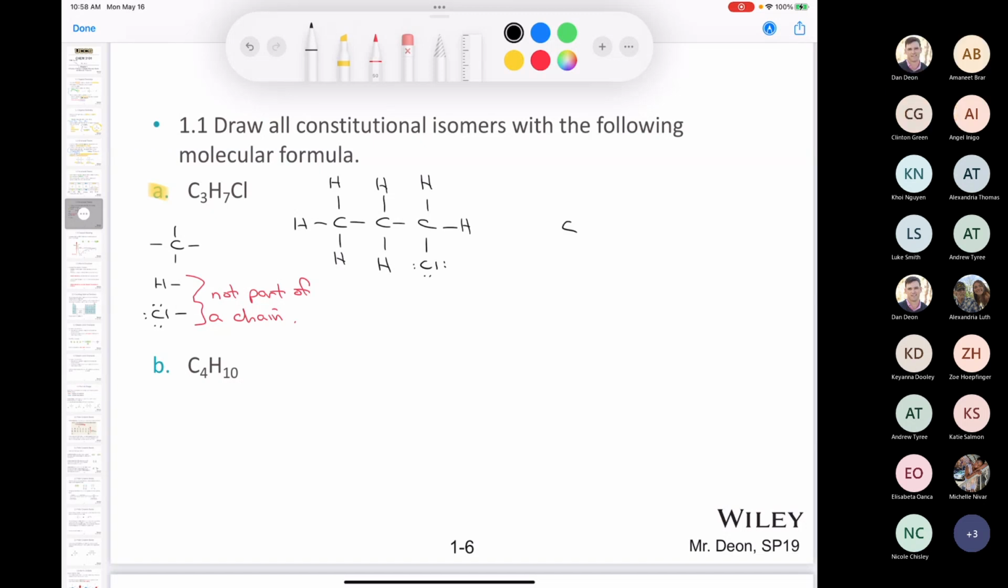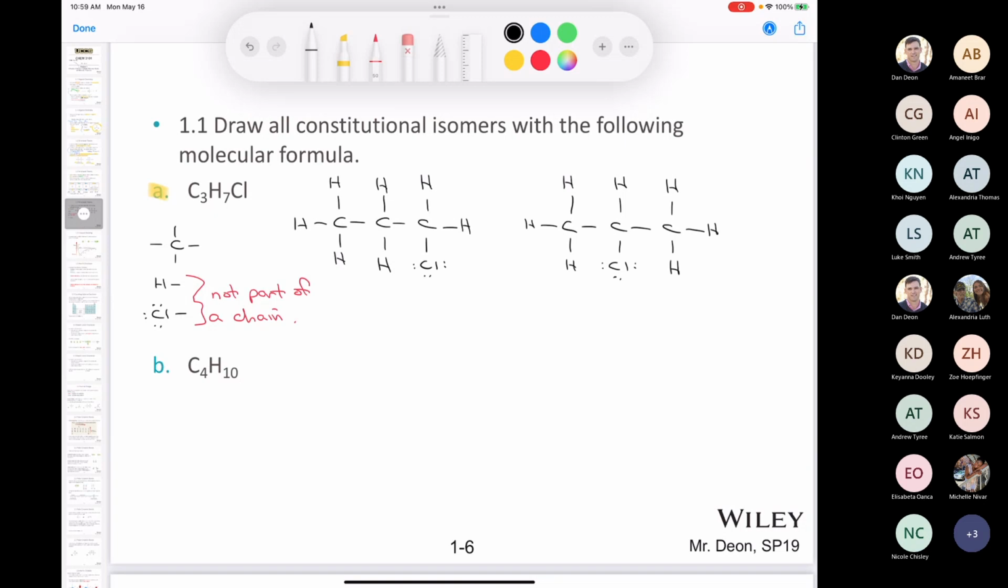So if I put the 3 carbons in a row, and then I draw a single bond so that they all have 4 bonds. And then instead of having the chlorine on the end, if I put the chlorine in the middle, then I have a new constitutional isomer, don't I? Because the compounds have the same molecular formula, but the connectivity or the arrangement of the atoms is different.